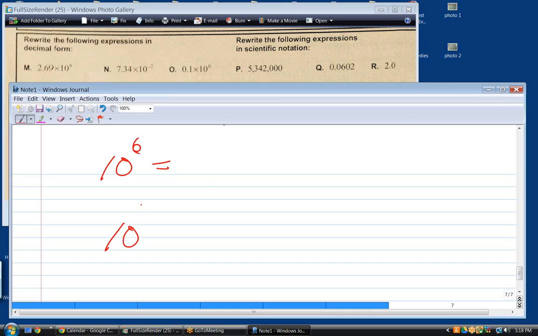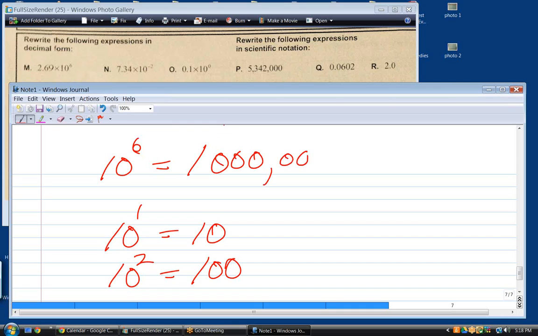First of all, what's 10 to the 1? 100. No, 10 to the 1 is 10. Sorry. 10 to the 2 is what? 100. Okay, so what can we see is going on here? What does that exponent equal? The amount of zeros there are. Okay, so let's write 6 zeros following that. So 10 to the 6th is 1,000,000.